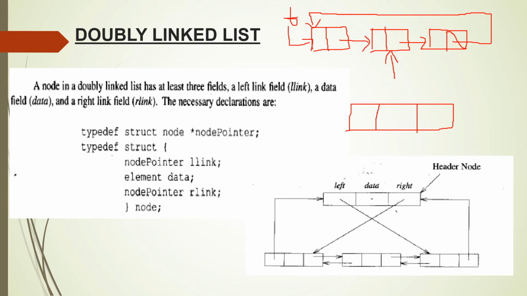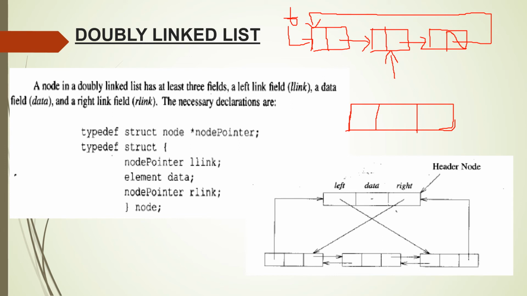And the right link always holds the address of its next node. The previous node address is available in the left link field, and the next node address is available in the right link field. And in the data field, you are going to store the actual data. Therefore, since we have two link fields in a node, we can traverse in any direction, both forward as well as reverse.